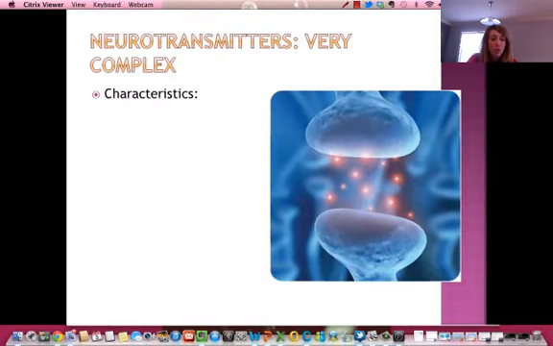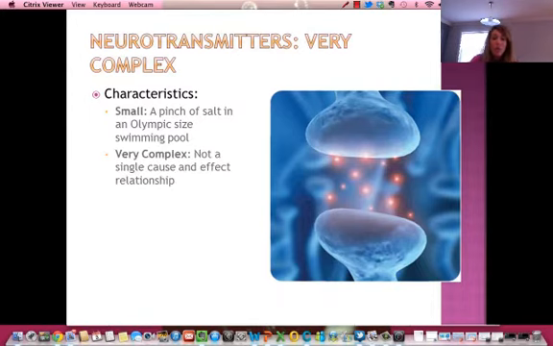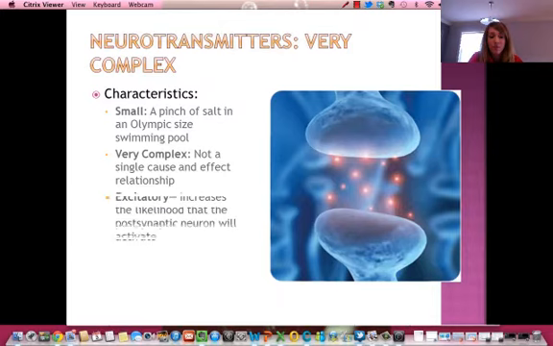So just a brief overview of what a neurotransmitter is, right? The neurotransmitters are these guys right here, okay, and this would be the synapse. Obviously, this is magnified, right? The synapse is not this big, and they go bloop, bloop, bloop across, right? So they're extremely small. They are literally like a pinch of salt in an Olympic-sized pool. They're very complex, so the way that I teach them to you is very simplistic. They do this, but they're actually very complex. They do a lot of different things.